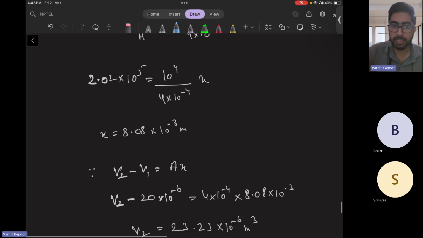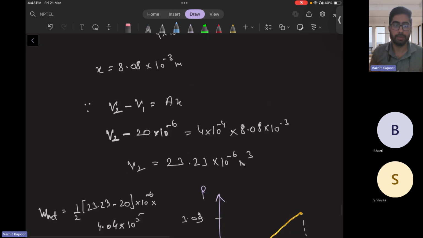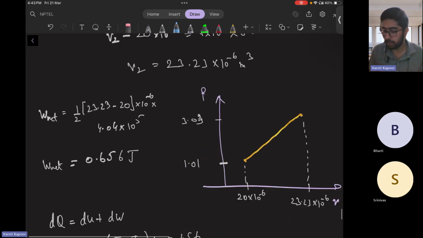Then the swept volume can be written as area times the height. That is the cylindrical volume V2 minus V1. Initial V1 you know, V2 you don't know. Put the value of Ax, you get V2 as 23.23 into 10 to the power minus 6. Plot it on the PV plot because it's a spring mass system, it's going to behave linearly. So initial pressure, initial volume, final volume you know. I'll write this as initial state and final state, 1, 2. If you see from the geometry, it's a trapezium. You can find the area under the graph of PV, which gives you the work net, that is half into sum of parallel sides into the height. Okay, so work net is 0.656.